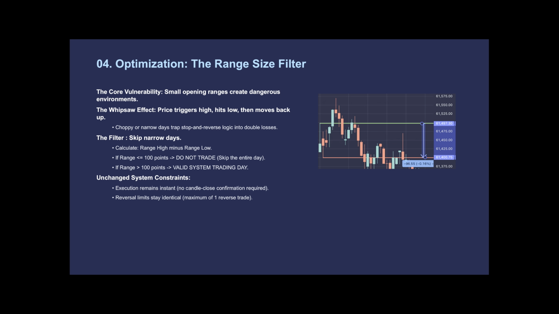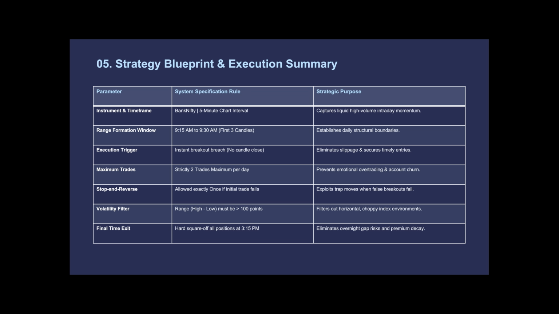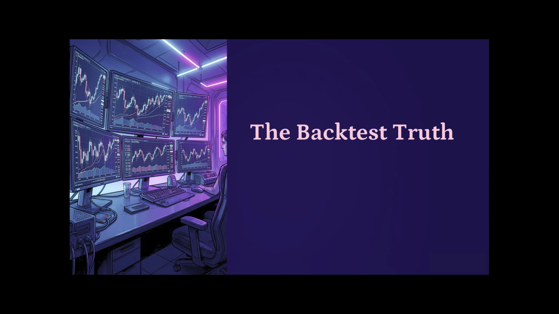So the improved test was: trade only when opening range high minus opening range low is greater than 100 points. Everything else remains the same. Entry is still at the breakout level. Exit is still at stop loss hit or 3:15 pm. Reversal is still allowed once. No candle close confirmation.